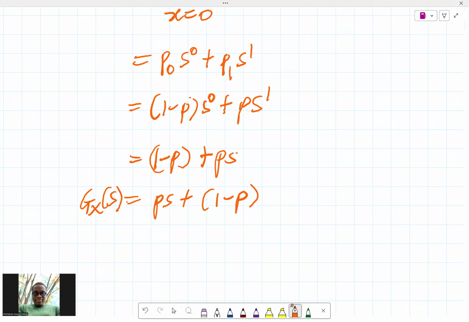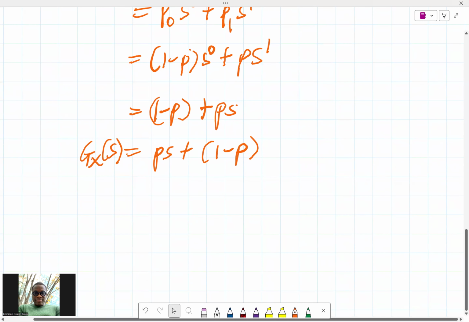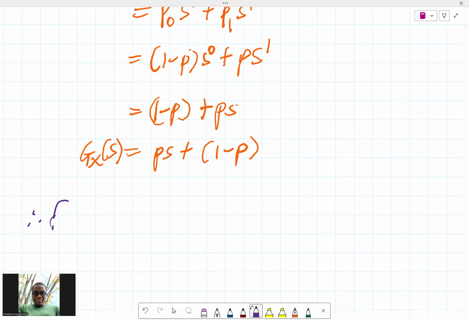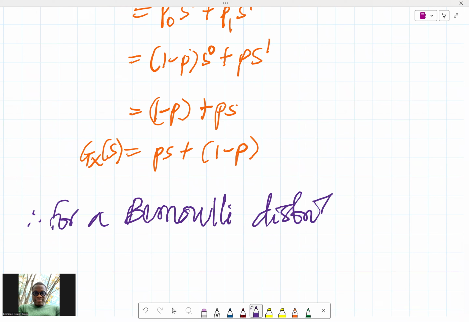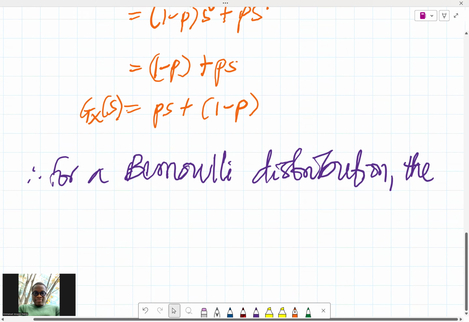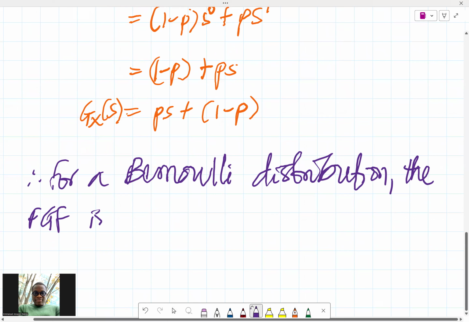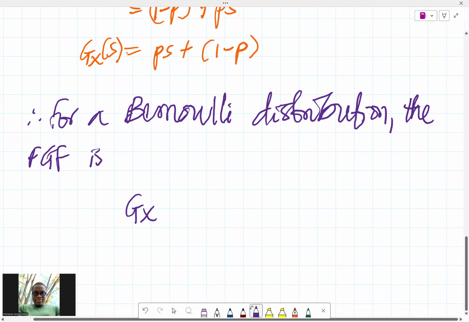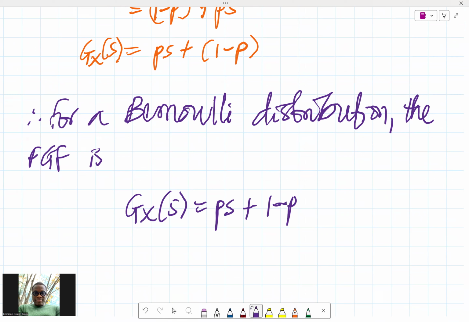So this is the probability generating function. Therefore, for a Bernoulli distribution, the probability generating function, PGF, is G_X(s) equals ps plus 1 minus p.